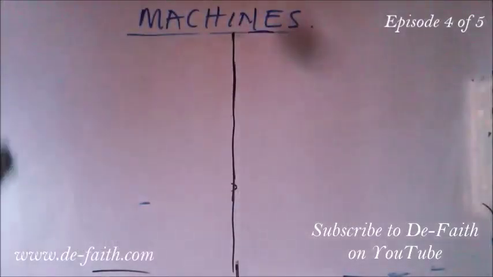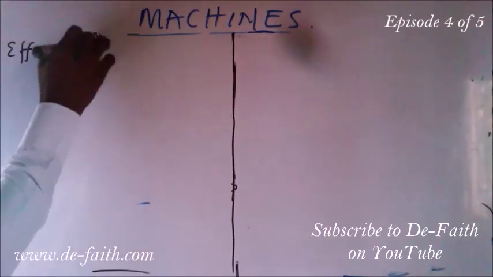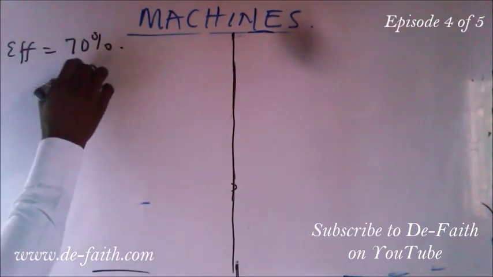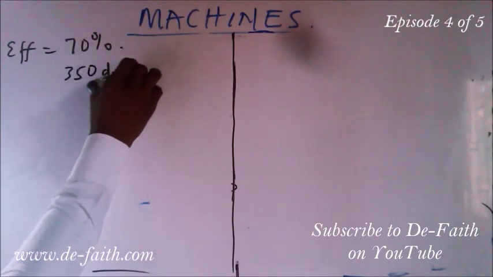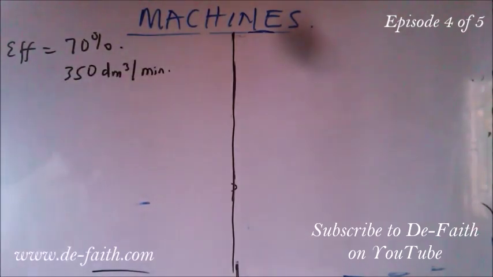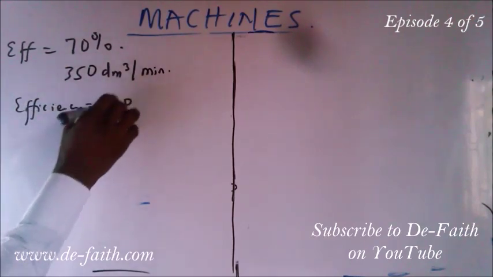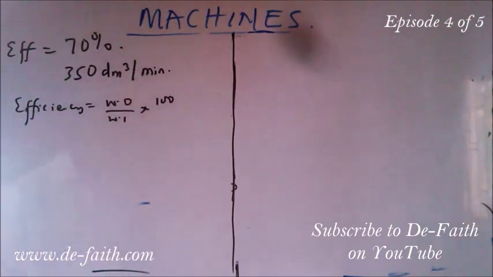Here we have the efficiency of the pump as 70%, and it raises water to a height of 15 meters, and then it delivers the water at the rate of 350 dm cubed per minute. Let's take note that this is per minute. We are to consider the power rating of the pump. First, we know that efficiency equals work output over work input times 100.